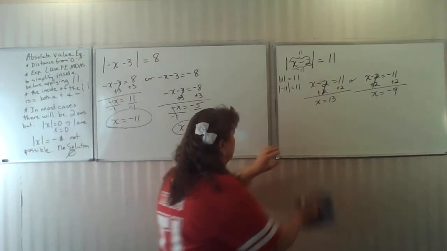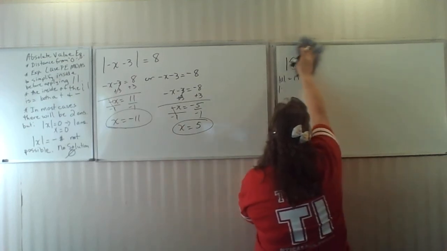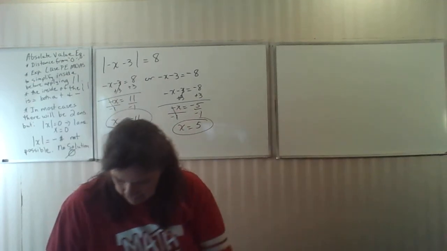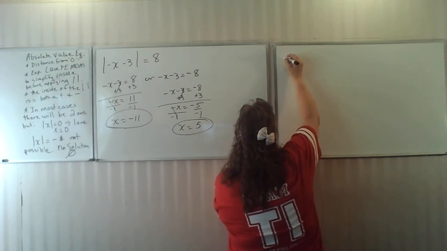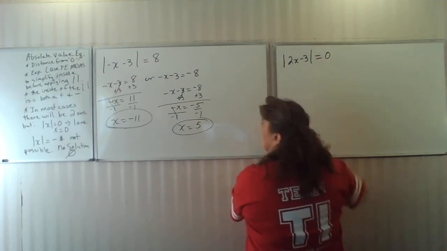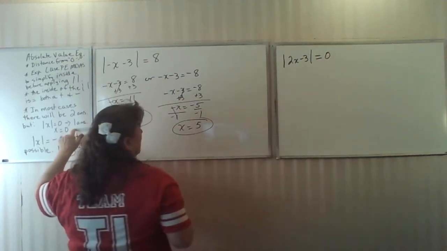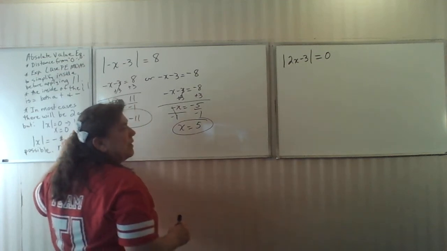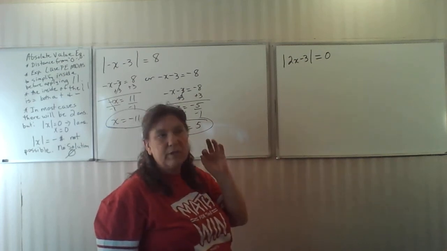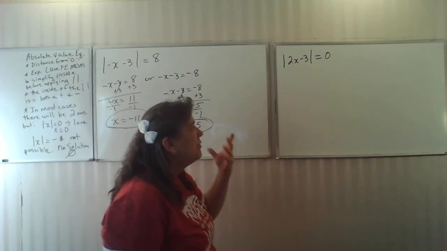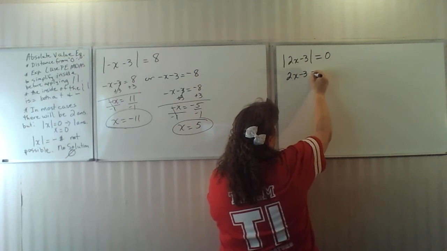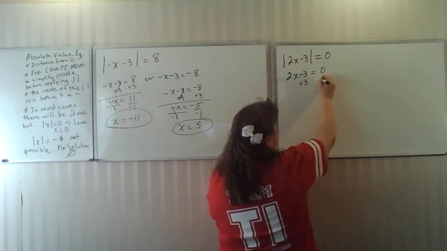Now let's do another one. Okay, now remember what we said over here? Absolute value equal to 0. You have one possibility because 0 is not positive and negative, it is only positive, and therefore you cannot have a negative number. So therefore all we can do is take what is inside, put it equal to 0, and then go on and solve.